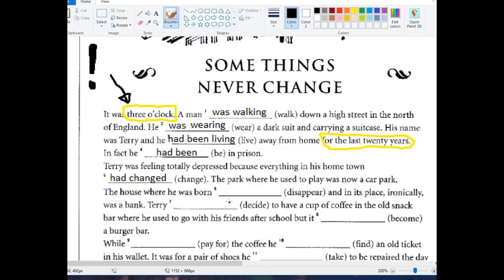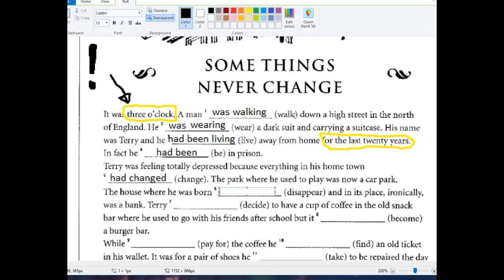The house where he was born... Now, when did this house disappear? Was it before 3 o'clock? Yes, it was. So, the house where he was born had disappeared, and in its place, ironically, was a bank. Terry... Okay, now when did he decide? Is this after 3 o'clock? It is. So here we just use past simple.